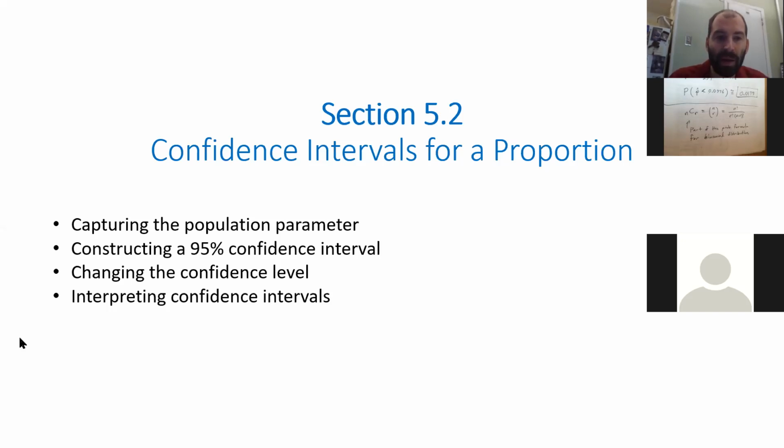And we're going to start by constructing 95% confidence intervals. We're going to construct an interval for which we're 95% confident that such an interval is going to contain the real proportion. And then we'll talk about other confidence levels instead of 95%. And then, let's go ahead and start this.